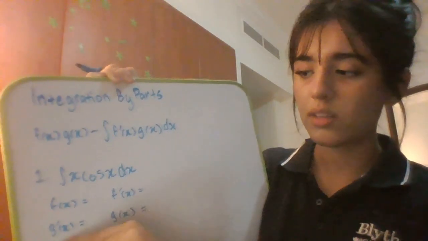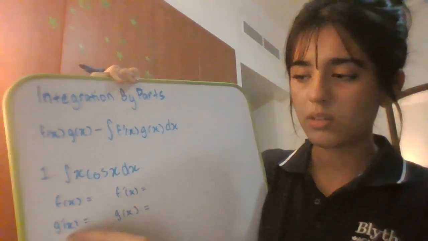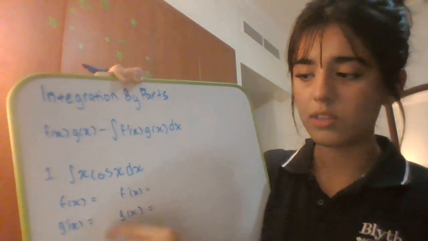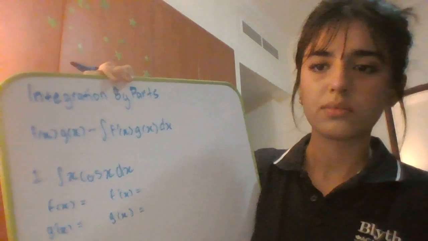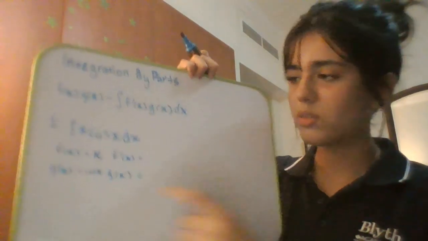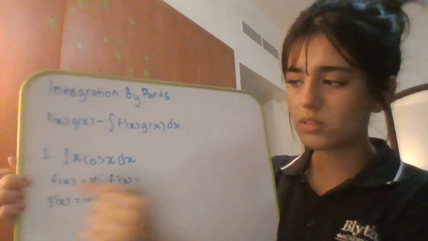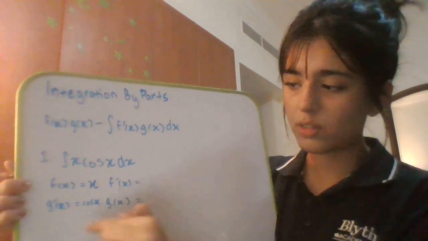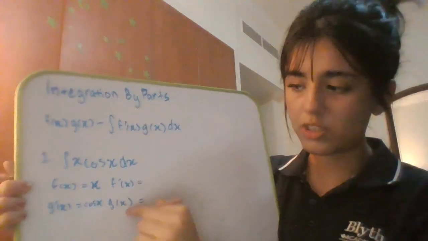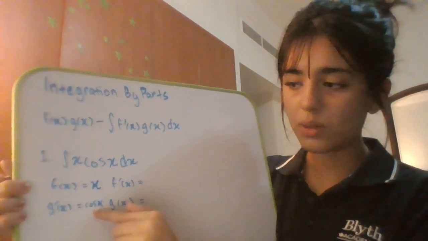So you'll put your f of x as x and your g'(x) directly as cos x. Keep in mind that you have to take the g prime and not just g of x, because when you take cos x, you're going to take the integral of cos x to find g(x). Okay, so now that I've put x and cos x, you want to take the derivative of f(x). That would just be 1. And the integral, you want to go from g'(x) to g(x). So you will take the integral of cos x. The integral of cos x is just sine x.